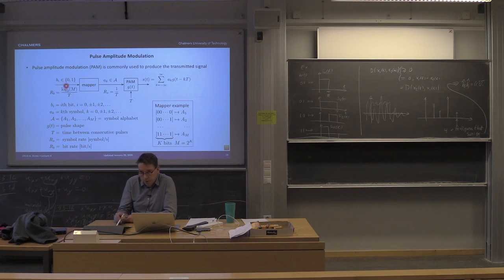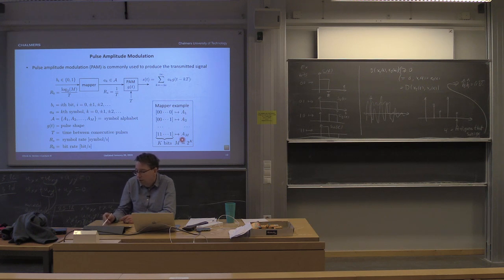The inputs are bits. Then there is something called a mapper. The mapper just takes a block of input bits and outputs an amplitude. Previously, when we talked about the modulator, you output a signal, but here we output just an amplitude and then convert the amplitude to a signal. So bits come in, they get blocked into k consecutive bits, and then mapped to an amplitude, which we call capital A here.